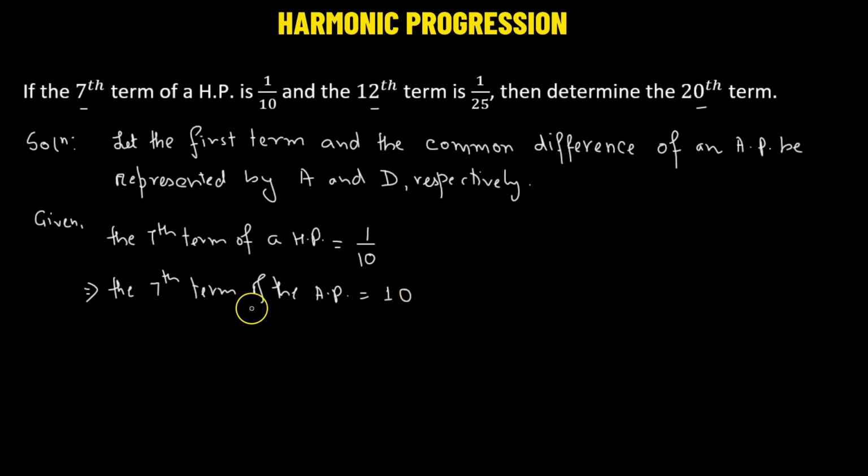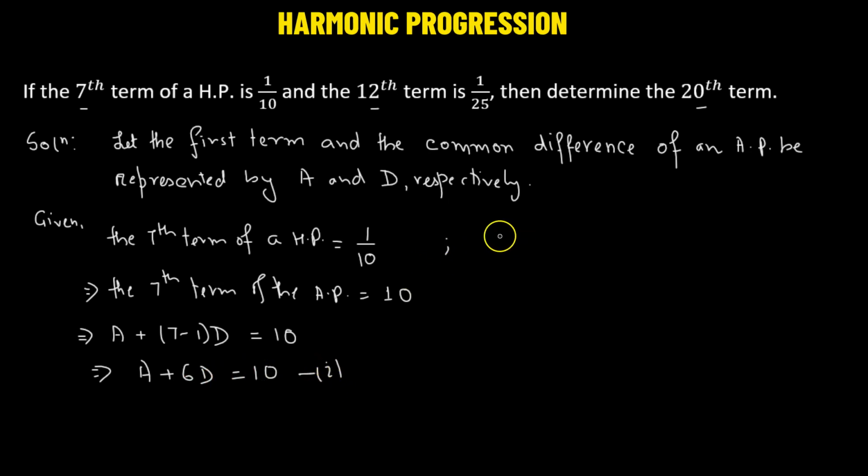Fine. Now that we have the 7th term of the AP, this can also be represented as A plus 7 minus 1 times the common difference D. So this will be equal to 10. And this gives us an equation, A plus 6D equals 10. So let's label this as equation number 1.